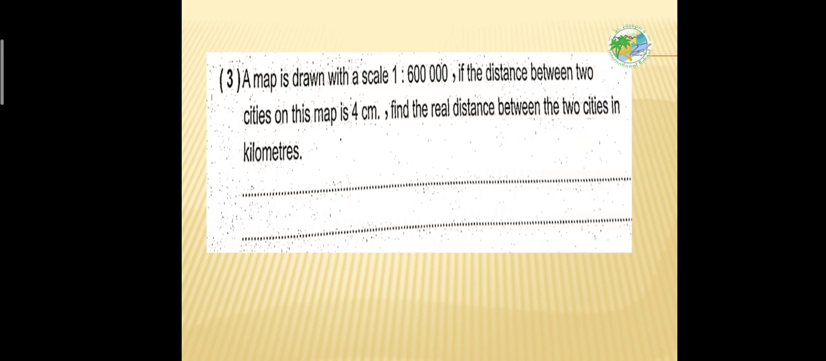Okay. The next question. Number 3, a map is drawn with a scale 1 to 600,000. If the distance between two cities on this map is 4 centimeters, find the real distance between the two cities in kilometers. Okay.